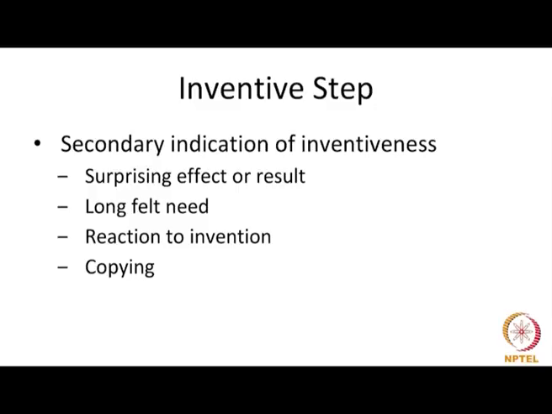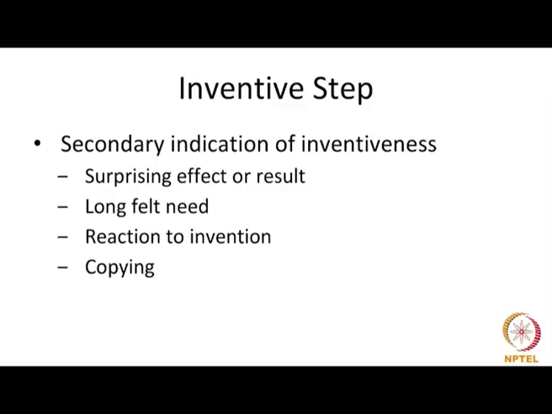Overcoming the prejudices of the prior art is yet another secondary factor. The prior art was prejudiced in a particular way, and the invention thought away from the prior art. In fact, it got over the prejudices of the prior art and came up with the invention. So that's another secondary factor. Commercial success, the fact that the invention came out into the market and it was a commercial success, could be another secondary factor or secondary indication of inventiveness.